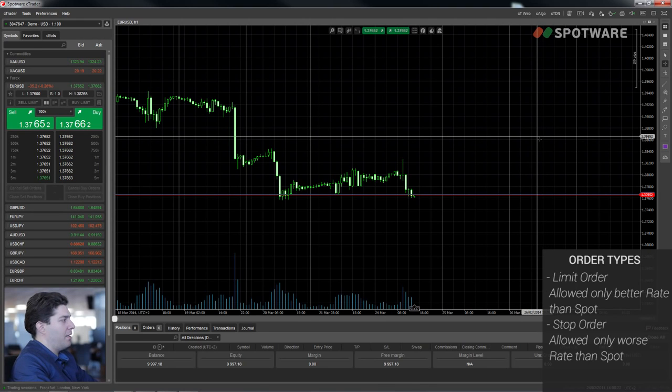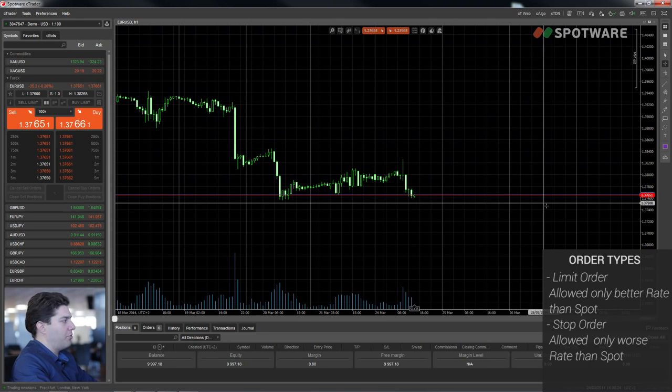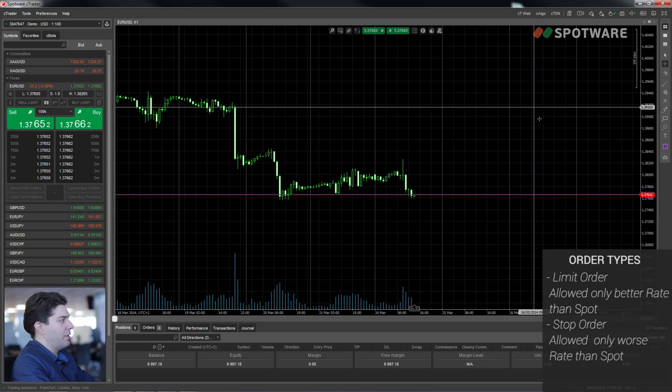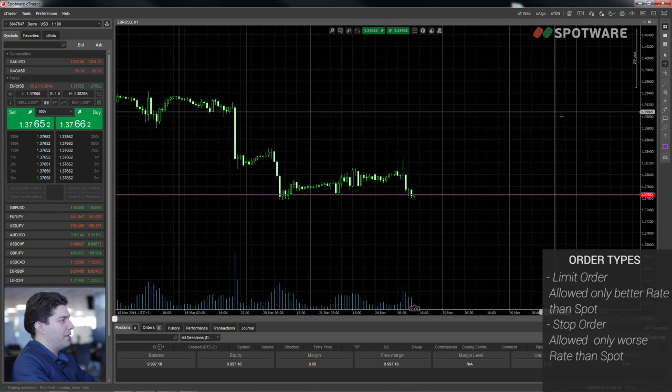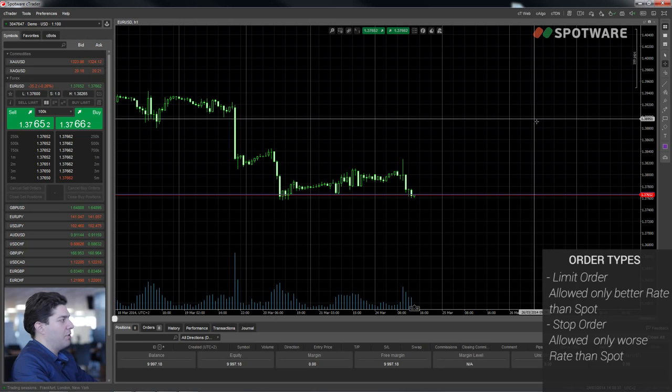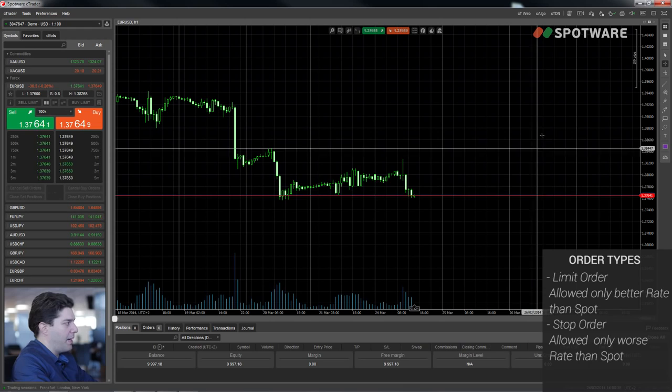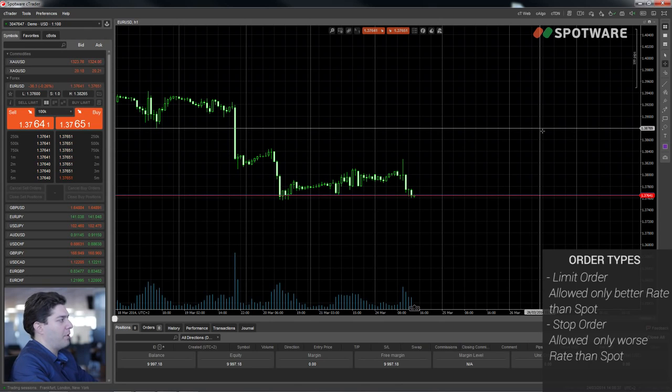The reason why this is happening is because we want to protect you. If you want to create a limit order requesting a specific rate which is a worse rate than the current spot price, so you're buying higher, we want to protect you, because someone might give you this rate and you're going to lose money for no reason.